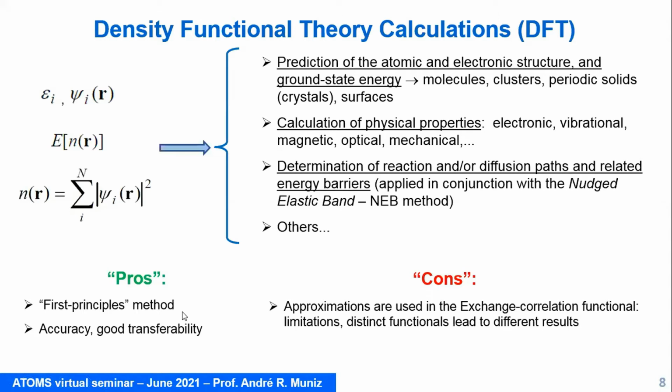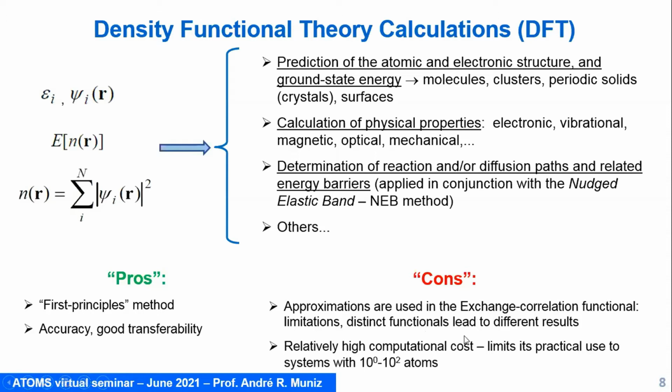Of course, there are some cons, usually in terms of the quality of the results. Some approximations are used in part of that functional that I showed you, the so-called exchange correlation functional, that impose some limitations on the predictions that we can make about the systems, and also distinct functionals can lead to different results. So we have to be very careful about the choice of this functional. And also the cost of these computations is relatively high. That limits its practical use to systems with a maximum of a few hundred atoms.